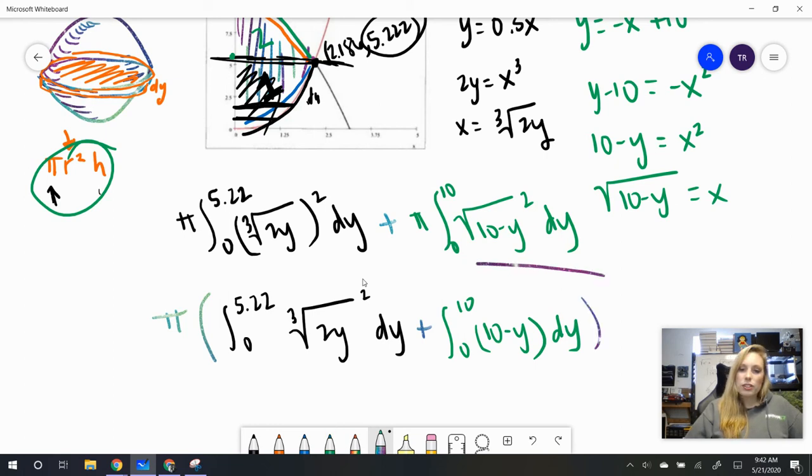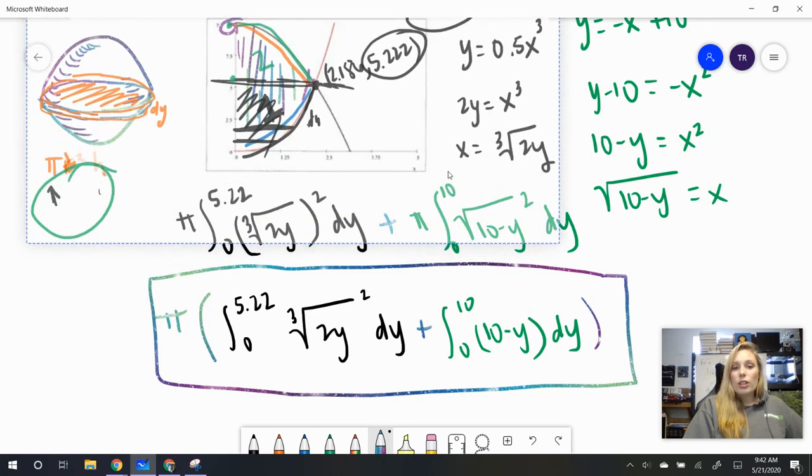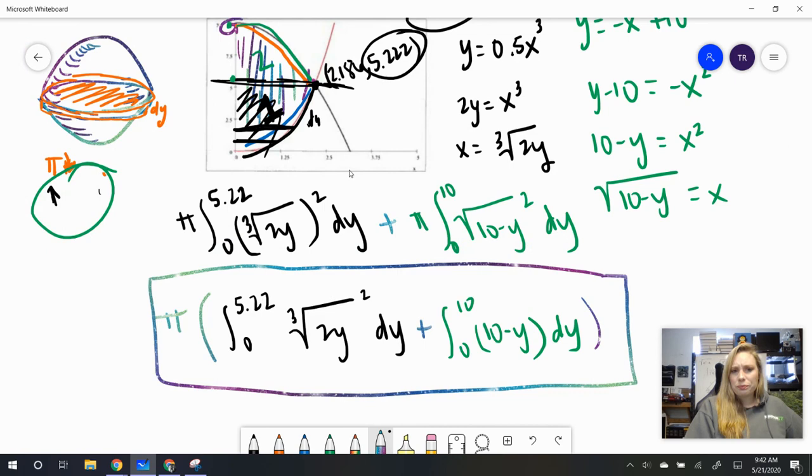And this equation here, this integral, would get the volume of that shape. And the question doesn't actually ask us to find the volume. It just asks us to set it up. And so we're done.